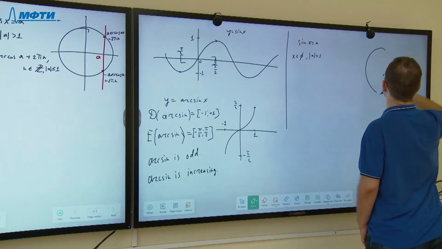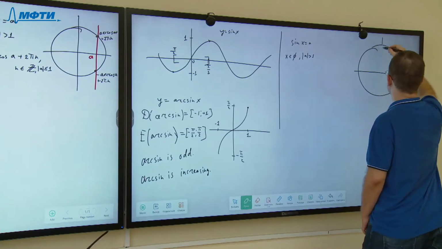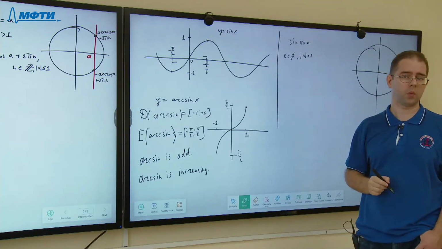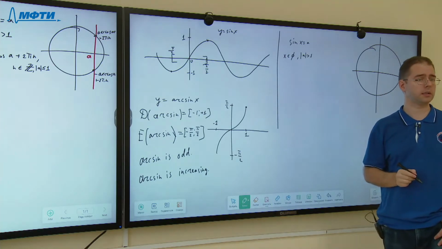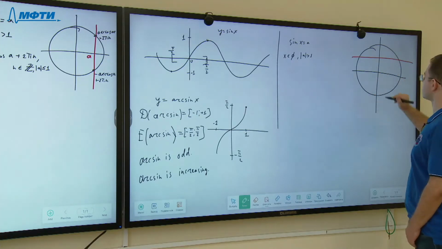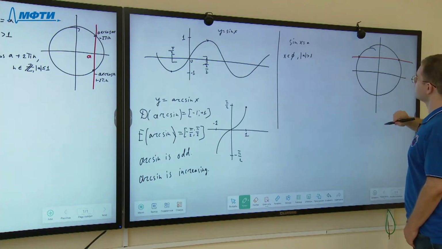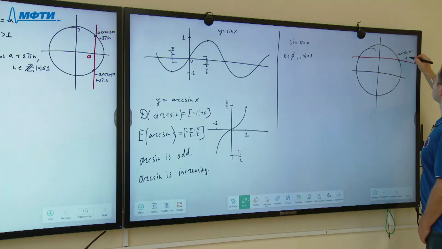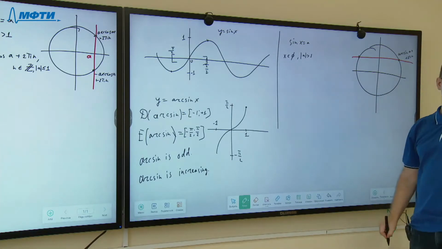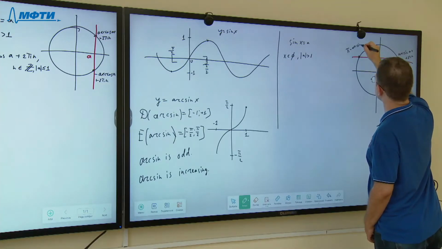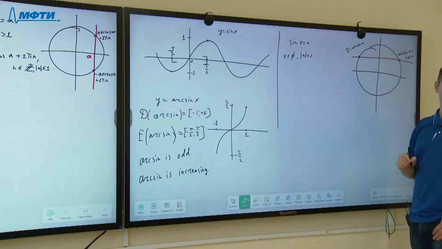Once again, I'm drawing a circle. And over here, I want to draw a line y equals a, because y is sine, the y coordinate of a point. So y equals a looks like this. We have 2 points. This one is arc sine a, and of course plus 2 pi n. And that one is pi minus arc sine a, and of course plus 2 pi n.